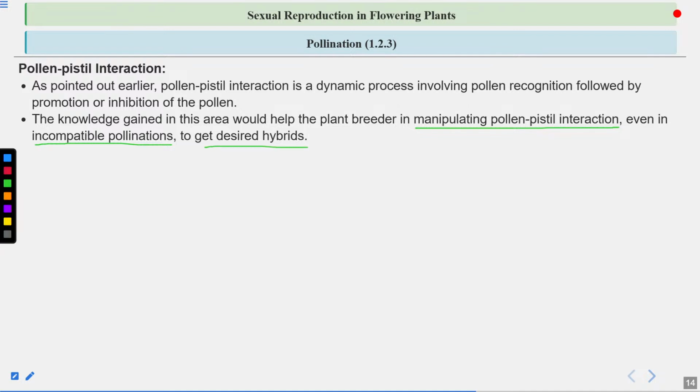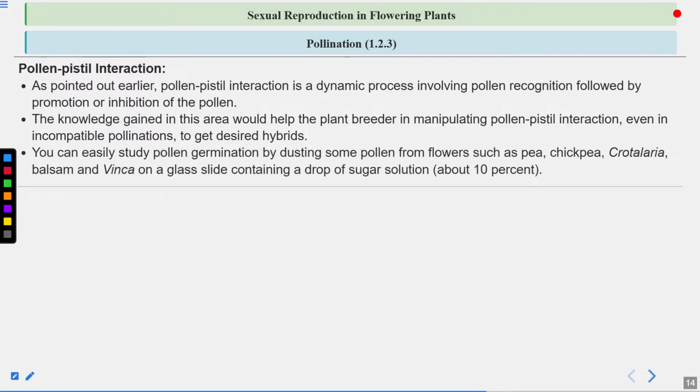So this understanding is very important for the plant breeder as well, because when there is a rejection at the level of pollen-pistil interaction, but they want somehow that the fertilization process should happen, they could overcome this incompatible pollination by use of some chemicals, some hormones, and they could get the desired hybrids with that.